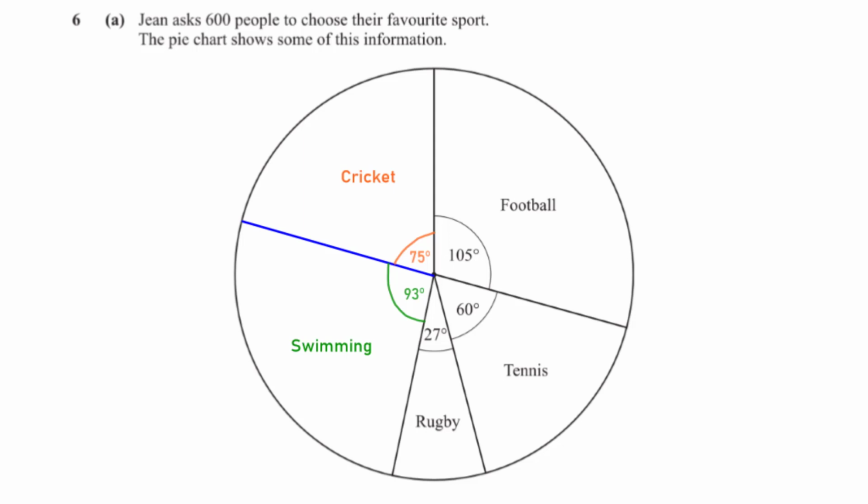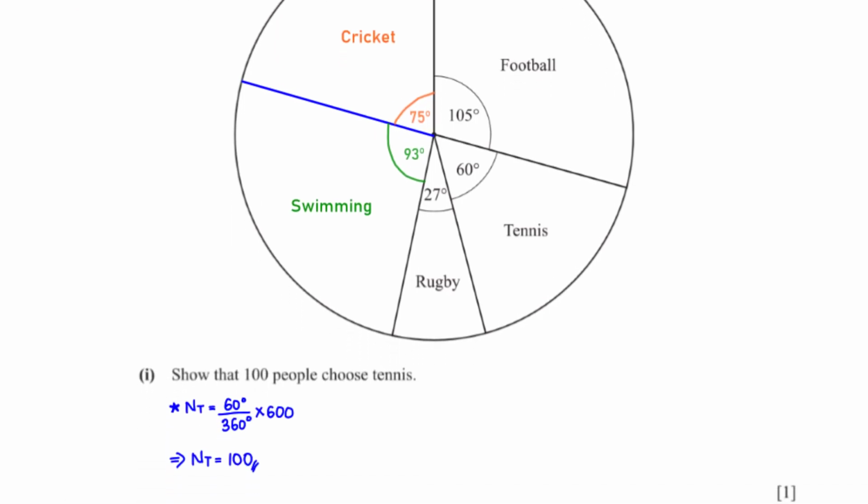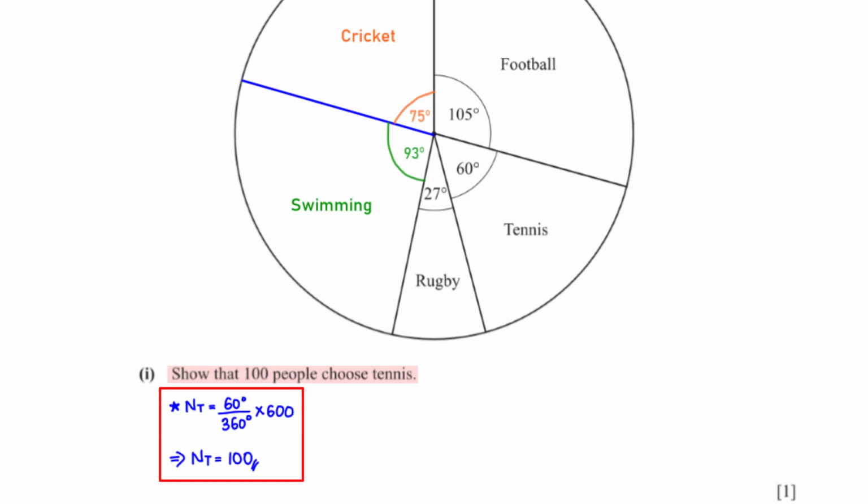Jean asks 600 people to choose their favorite sports. The pie chart shows some of this information. Show that 100 people choose tennis. The number of people who choose tennis is equal to the sector angle for tennis, which is 60 degrees, divided by 360 degrees times 600. This gives us 100.